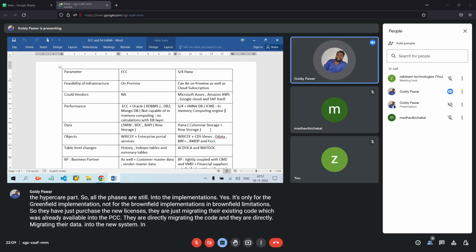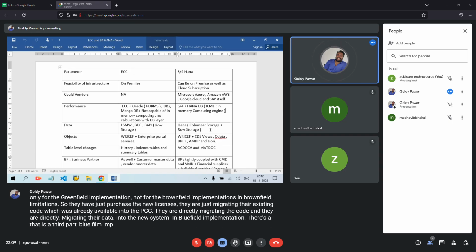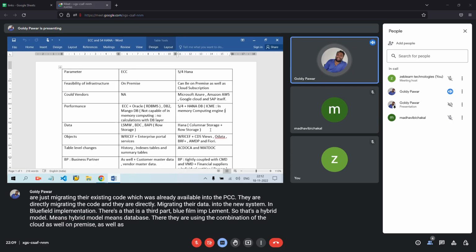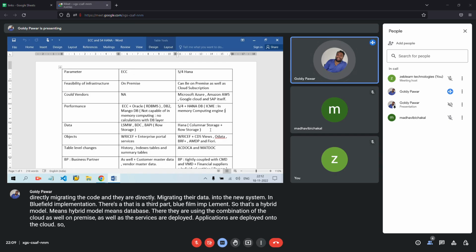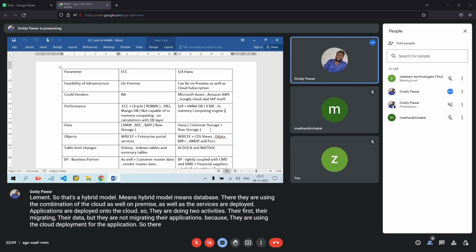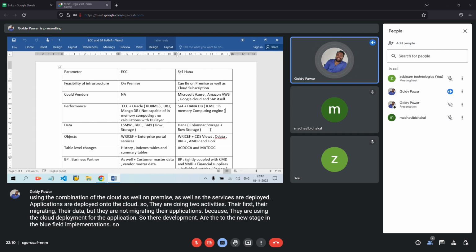In bluefield implementation, that is the third part, that's a hybrid model. Hybrid model means they are using a combination of cloud as well as on premise, and the services and applications are deployed onto the cloud. So they are doing two activities. They are migrating their data, but they are not migrating their applications because they are using cloud deployment for the applications. So their developments are in the new stage in bluefield implementations. That is the hybrid model.